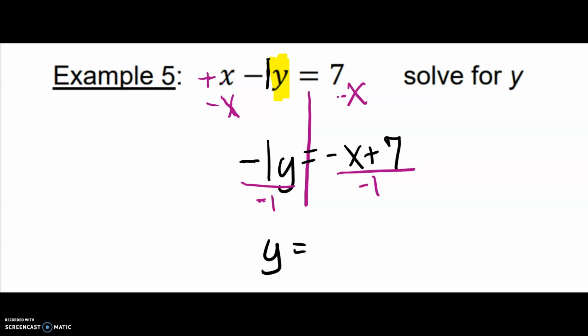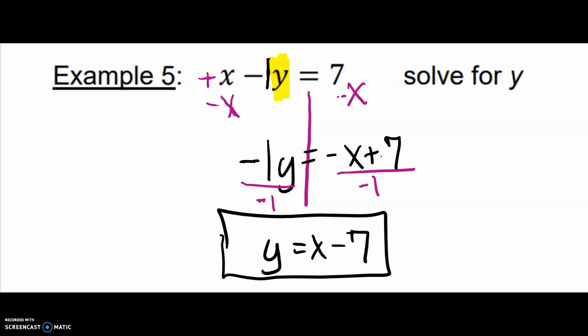And then on the right side, when you divide by negative 1, all you do is change the sign of everything you're dividing by negative 1. So negative divided by negative is going to give us a positive x now. And then a positive 7 divided by negative 1 is going to change that to a negative 7. So this is what we get when we are solving for y on this problem. y is equal to x minus 7. Now I want you to pause the video and go ahead and look at example 6. Go ahead and try that one on your own.